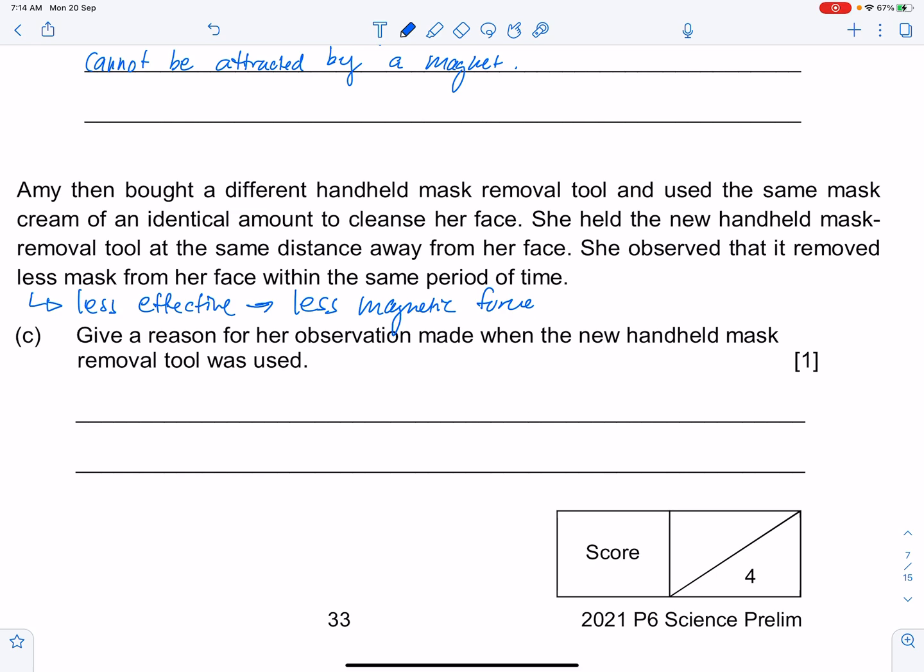So in short, the new removal tool has a magnet plate with a weaker magnetic strength.